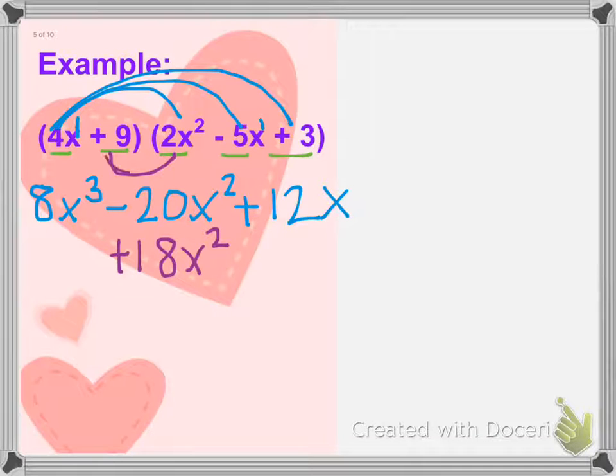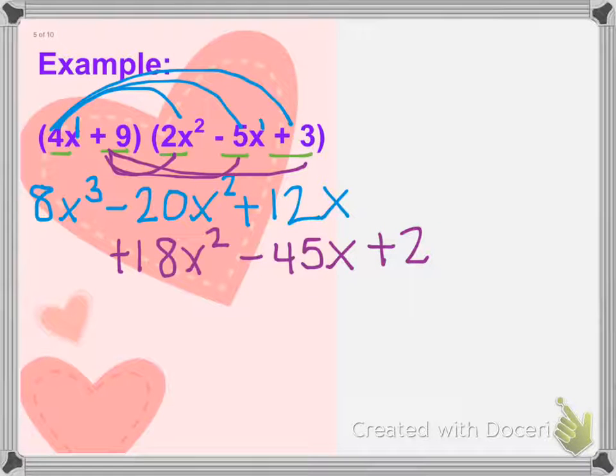And I keep going. 9 times negative 5 is negative 45, and there's a single x. 9 times 3 is a positive 27, and there were no x's. So if you move down and over one spot, you're lining yourself up perfectly to have all of your like terms all in a line. So then you can go through and just add them together.